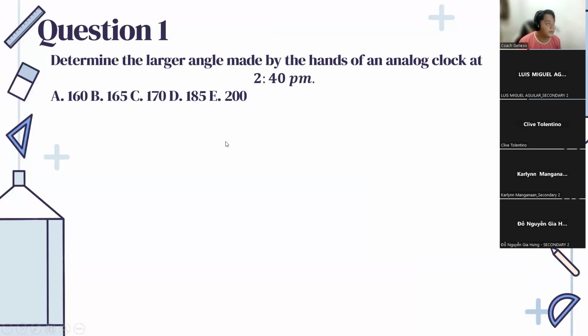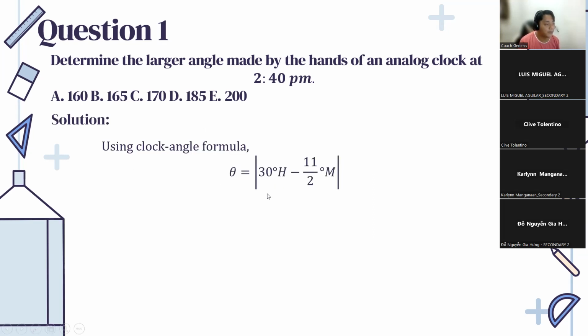Okay, so here we have question 1. Determine the larger angle made by the hands of an analog clock at 2:40 p.m. Okay, so basically when we are asked a clock angle problem, we'll use the formula, which is easy to familiarize. So using the clock angle formula, we have this one.